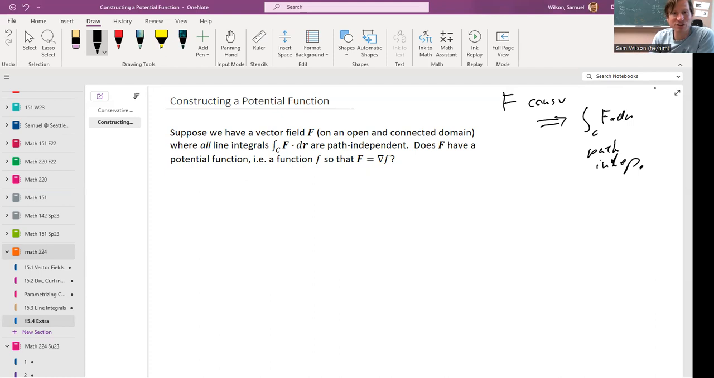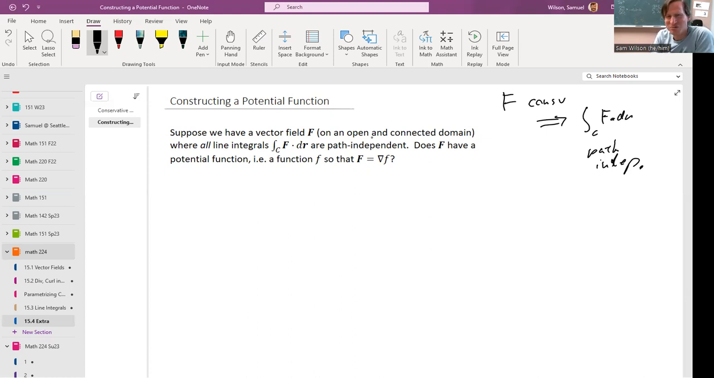And it would be great if this implication went the other way. If we had a vector field where we knew all line integrals were path independent, we would know that there was a potential function for that vector field. So let's see if we can make that happen. Now, the only 100% reliable way of detecting whether we have a conservative vector field is to construct a potential function, to actually write down a formula for the potential function.